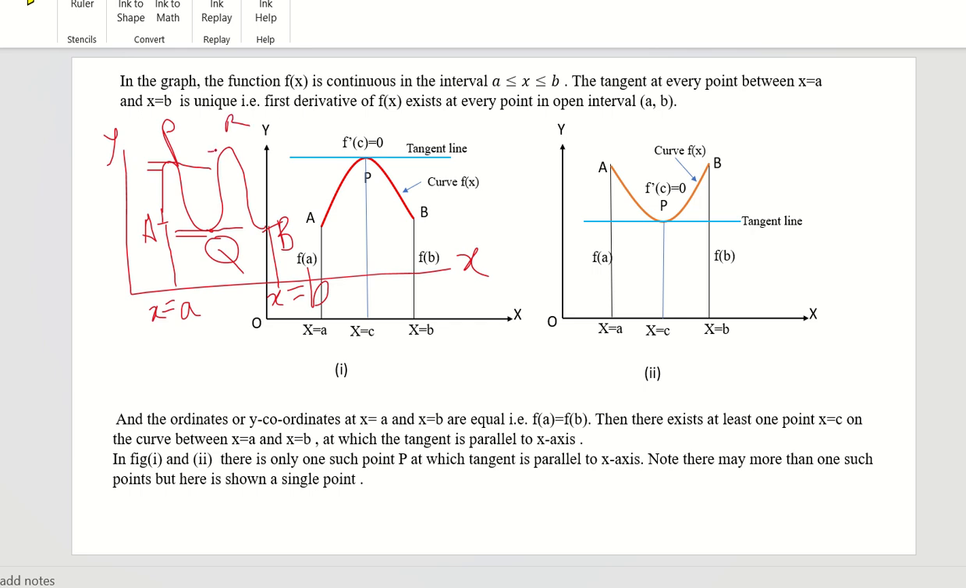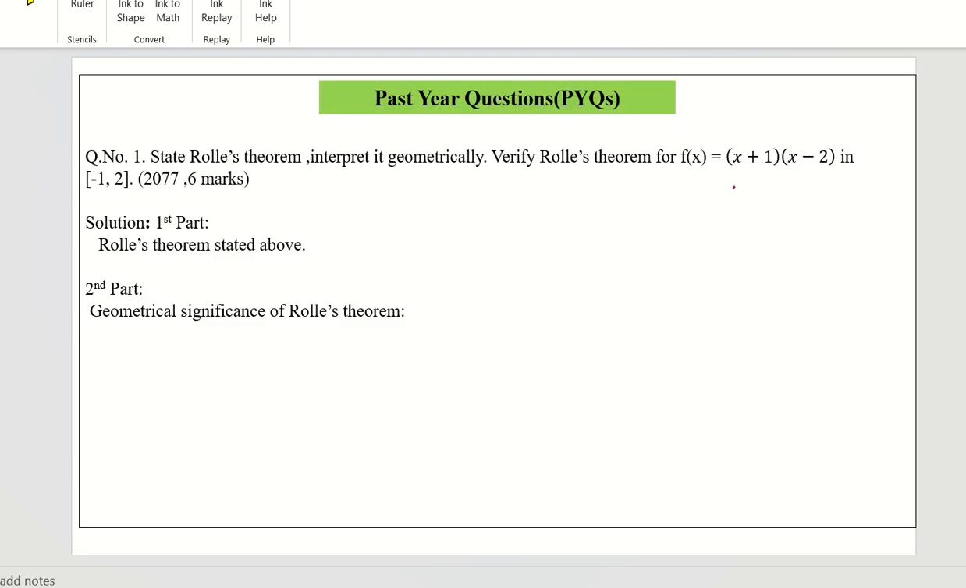And this point, let us say r, at this peak, if we draw a tangent, it is horizontal. There are 3 points at which the tangents are horizontal. Here 3 points exist, but in the earlier two graphs, I have shown only 1 point. Right? Okay. This is the geometrical significance of Rolle's theorem. The third part is what?